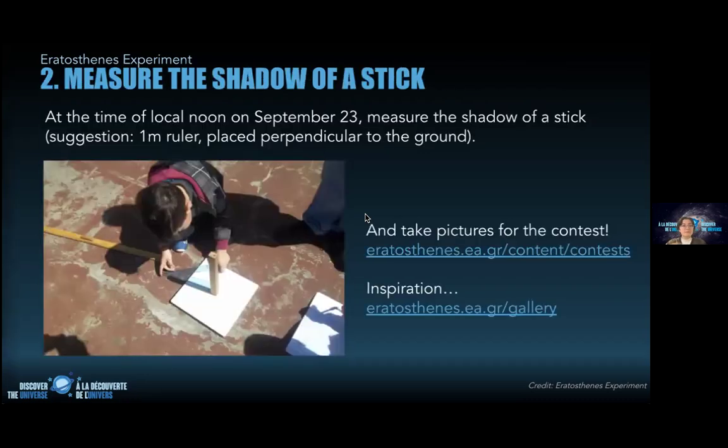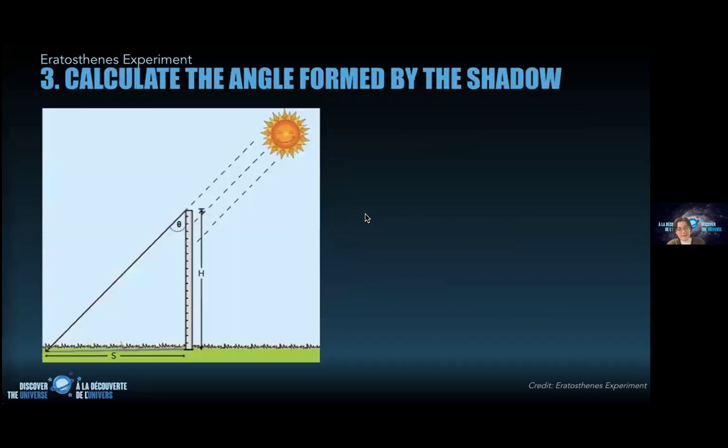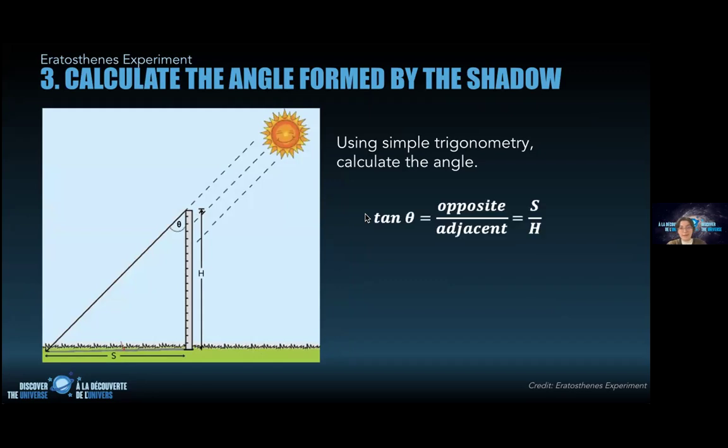Okay, so yeah, this is the second step. You're basically putting your stick vertically and measuring the shadow that gets cast onto the ground. Then you'll want to measure the angle that is formed by that shadow. Measure or calculate it. So you can use simple trigonometry to calculate the angle.